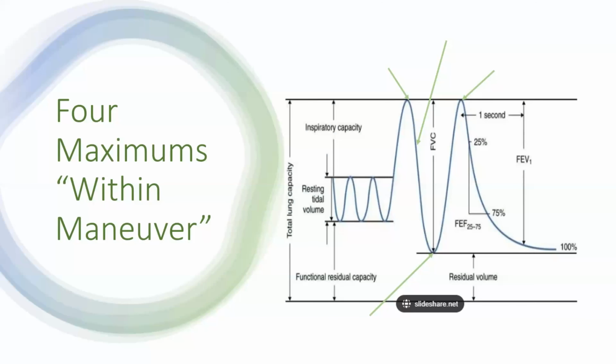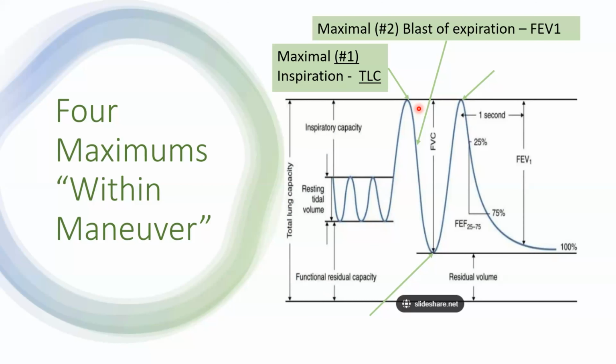All right, this is our spirogram, having the patient breathe out, breathe in, normal tidal volumes. Then we instruct them to take a deep breath in, blast it all out, keep blowing out, take another deep breath in. So we begin with the normal tidal volume. Inspire rapidly until completely full, and this gets us to our first maximum, the TLC, total lung capacity. Then expire with maximal effort, gets us our blast of expiration, maximum number 2, from which we measure the FEV1.